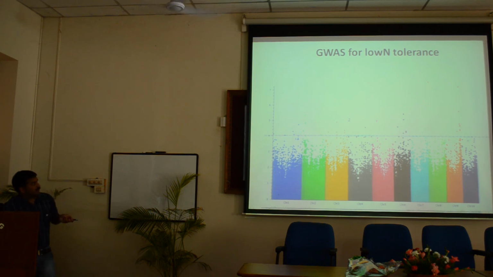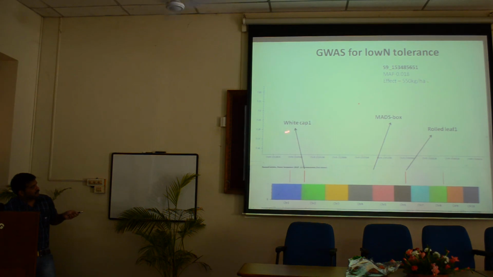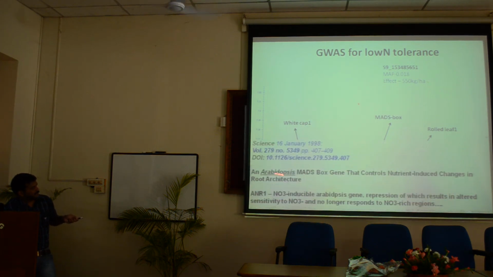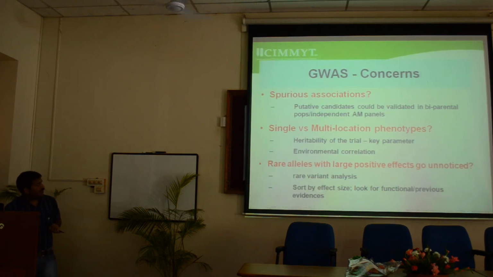Okay, and similarly we are also getting some good leads for low nitrogen tolerance. Some of the genes identified by this association analysis, there is good proof that they are involved in nitrogen tolerance.